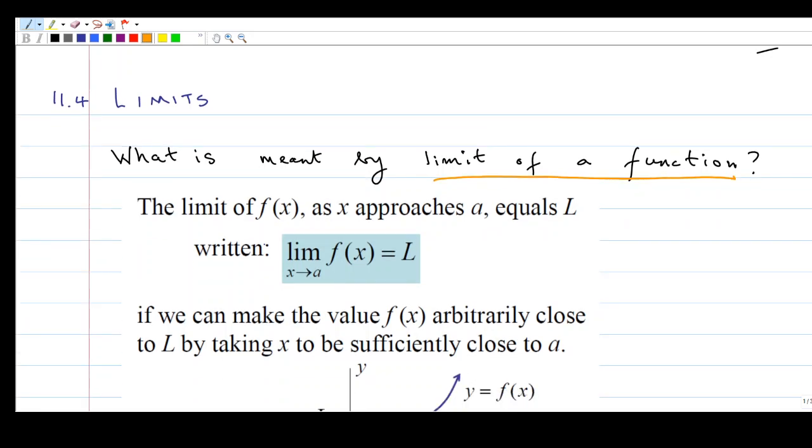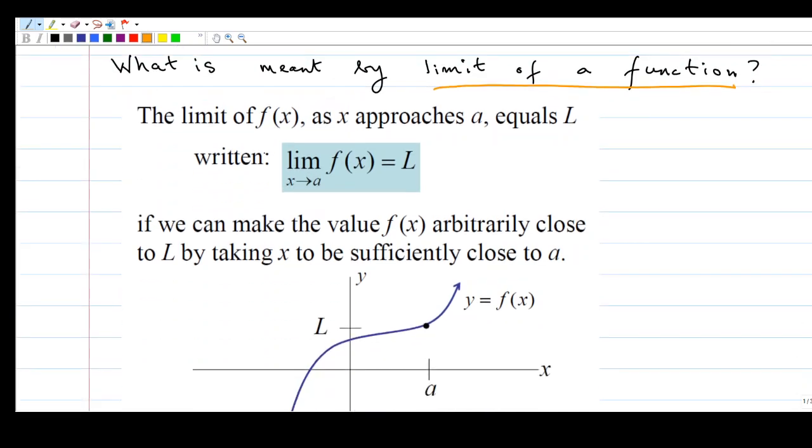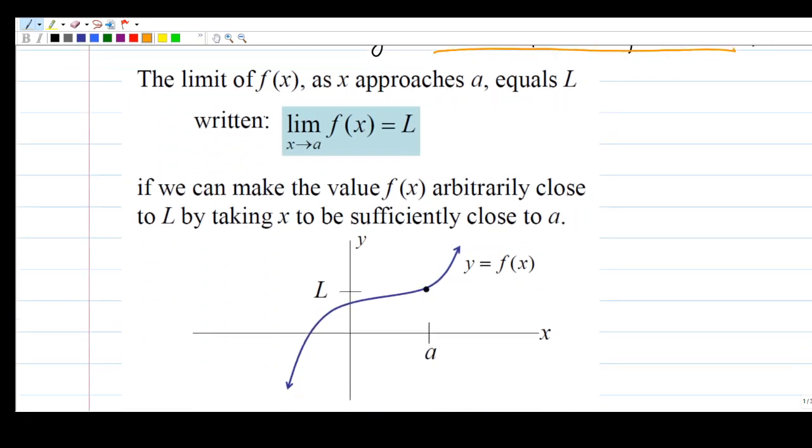The limit of f of x as x approaches a equals L, written as the limit of f of x as x approaches a is equal to L. The part that's highlighted is the verbalization of what is above.